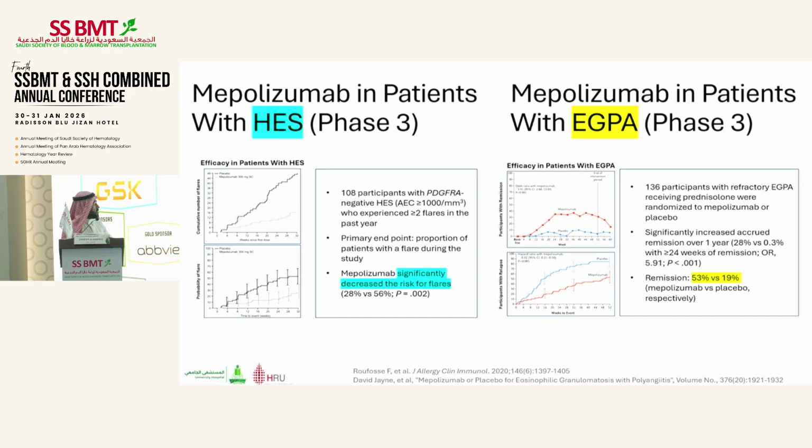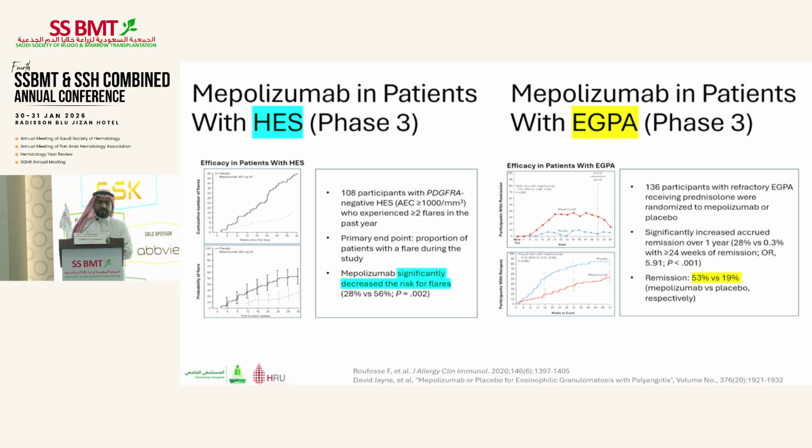So in hypereosinophilic syndrome, it significantly decreased the risk for flares of hypereosinophilia, and in eosinophilic granulomatosis with polyangiitis, Churg-Strauss, it led to better remission in patients. But what is really catching the eye in those trials is that even if you left the patient untreated with placebo, some of them would actually reach remission, which brings us back.